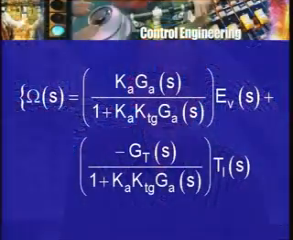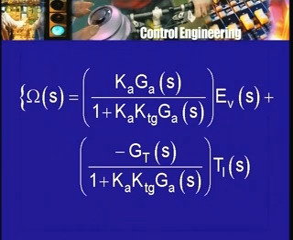Now I am ready to write down the expression for omega S equal to, there will be a transmittance from ER of S and there will be a transmittance from TL of S. Remember, all these transmittances have the same denominator. So in the denominator I will have 1 plus KA, K taco generator GA. I am not writing the S here explicitly. Here also I will have the same 1 plus KA, K taco generator GA. Same denominator for both the transmittances.